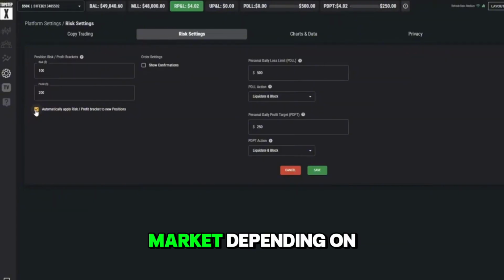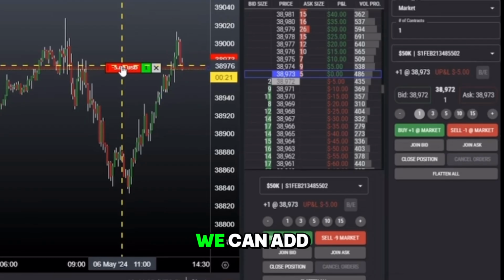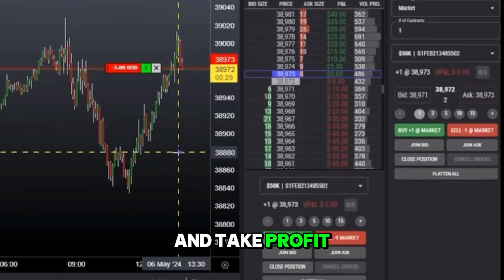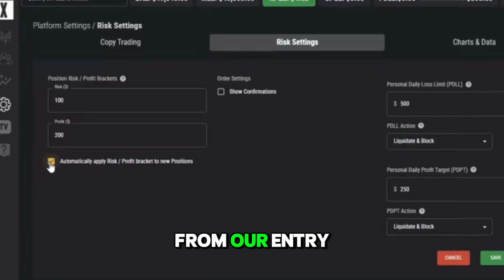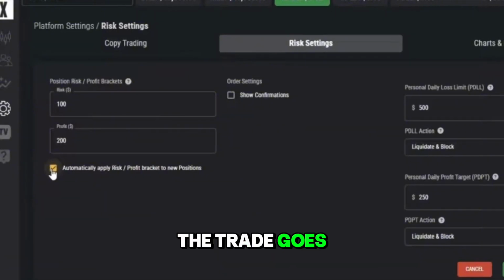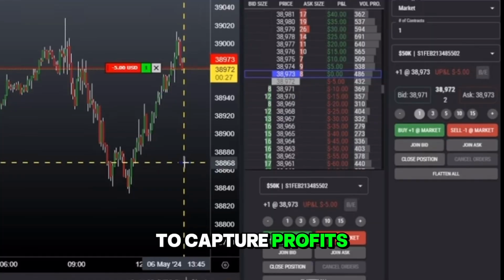To place a trade, we'll click Buy Market or Sell Market, depending on our direction. Before confirming the order, we'll open the Bracket Order panel. This is where we can add our stop loss and take profit. For stop loss, we'll enter the number of ticks or price distance from our entry where we want to exit if the trade goes against us. For take profit, we'll set the level we want to capture profits at.